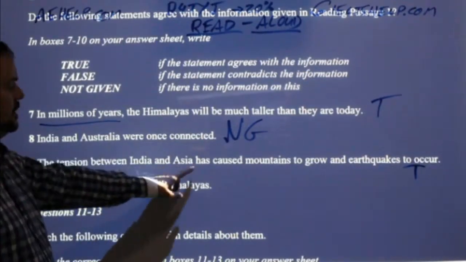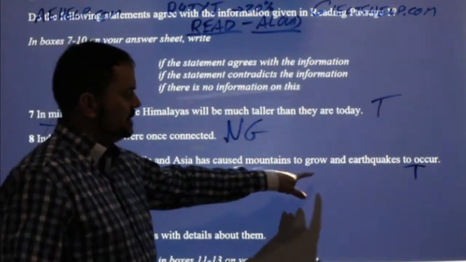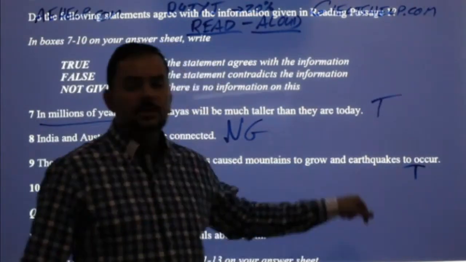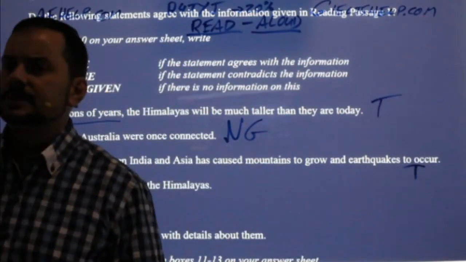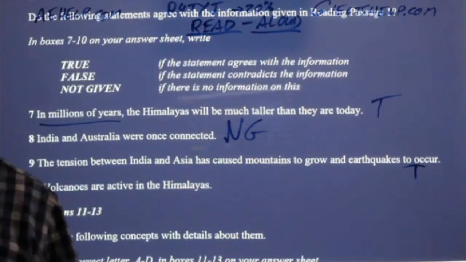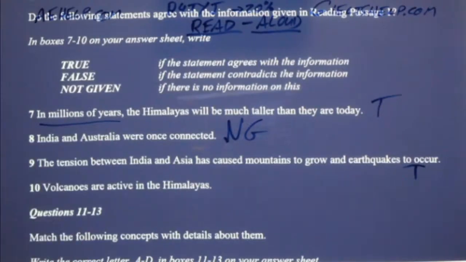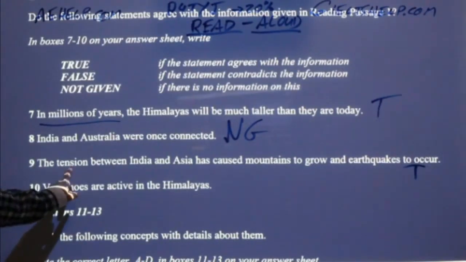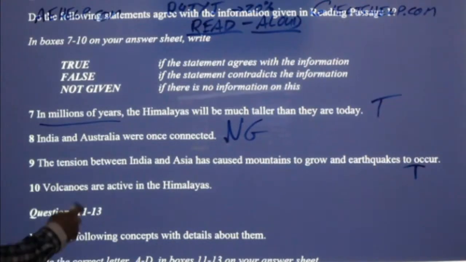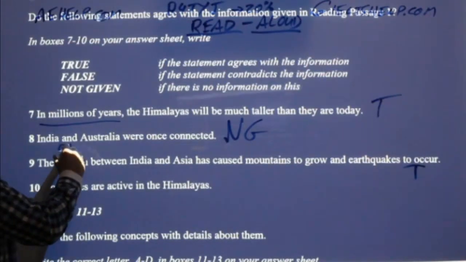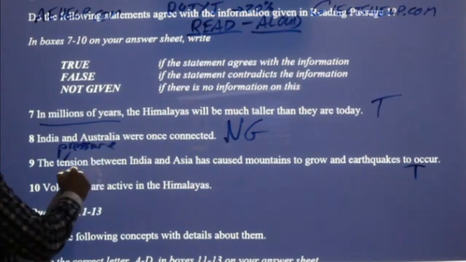India's crashing into Asia. It's causing mountains, the Himalayas. They're growing, and there's also earthquakes there. Why is that false? Why do you think that's false? Is it because of the word tension? Tension is pressure. Okay, and so this is another synonym for pressure or conflict.